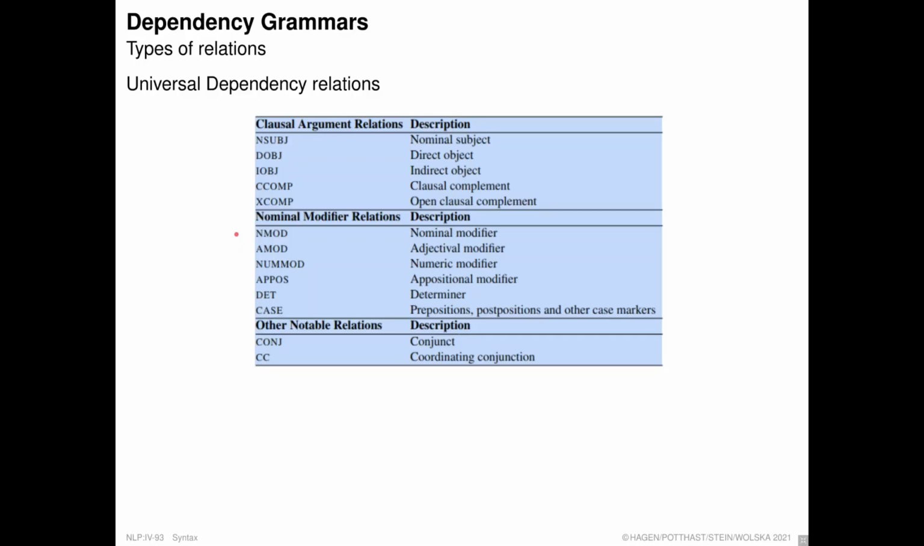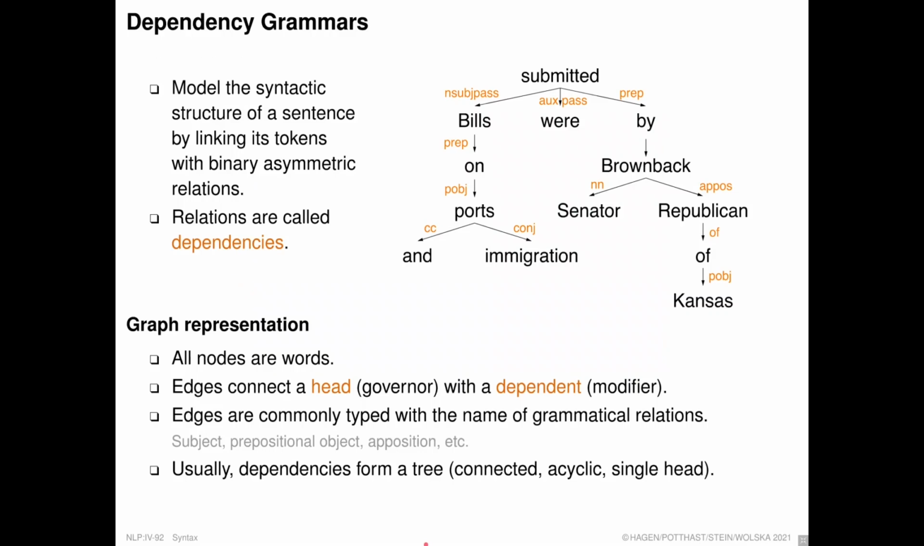a modification by a noun. Amod, modification by an adjective. Nummod, modification by a numeral type part of speech. Appos is an appositional modifier, so an interjection. For instance, here you had such an apposition, Senator Brownback, Republican of Kansas.